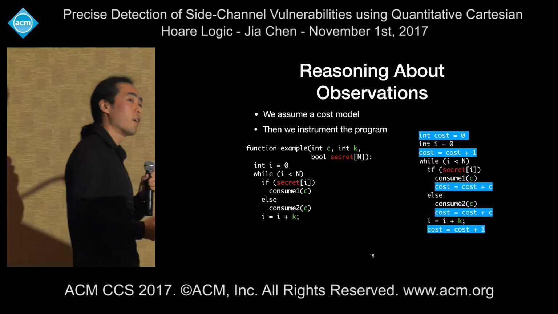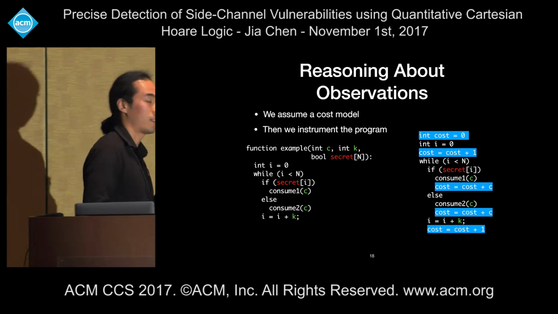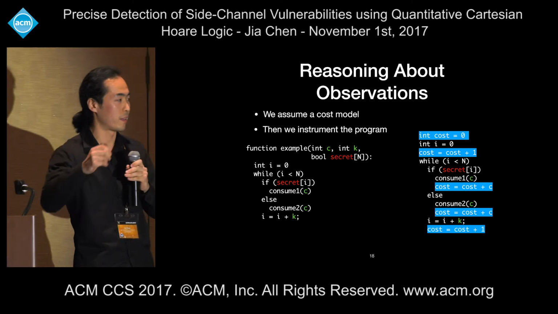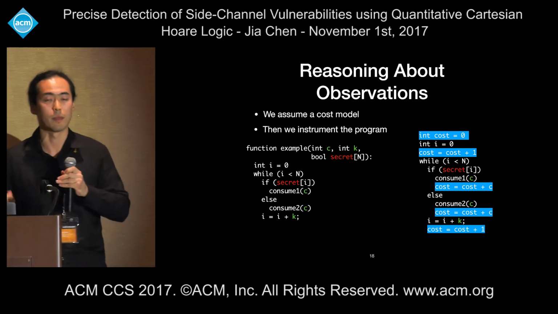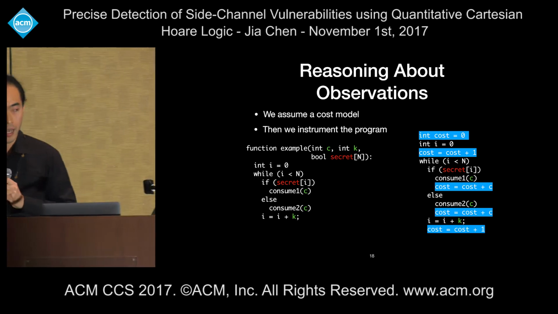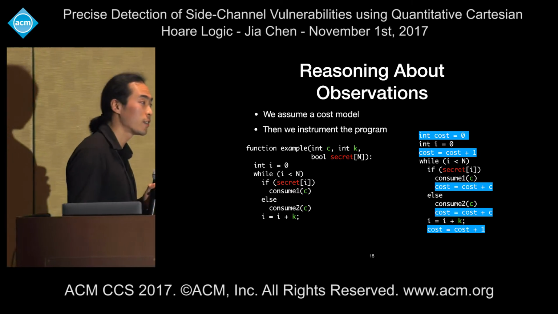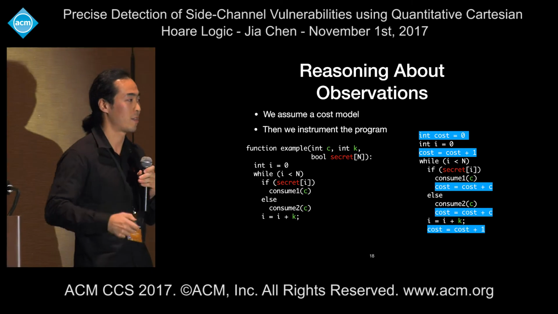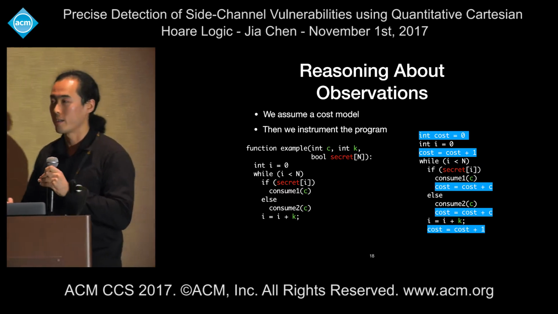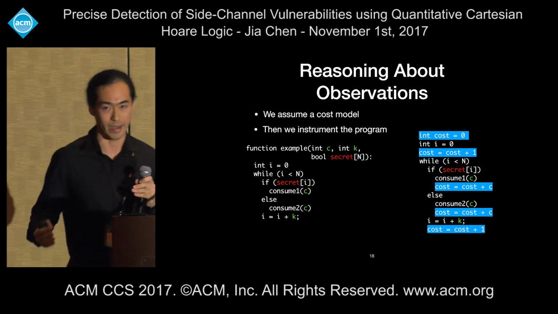We add a new variable cost, which gets initialized to 0, and gets increased by the amount of the cost that each statement takes after the execution of each statement. This instrumentation step basically turns the problem that reasons about observations into a problem that reasons about values in the program variables, which is what those static analysis techniques are good at.